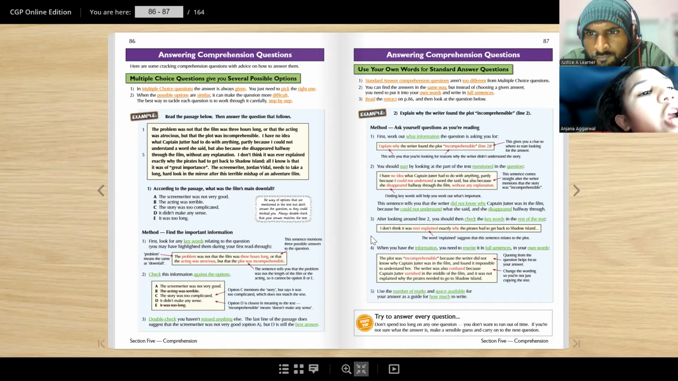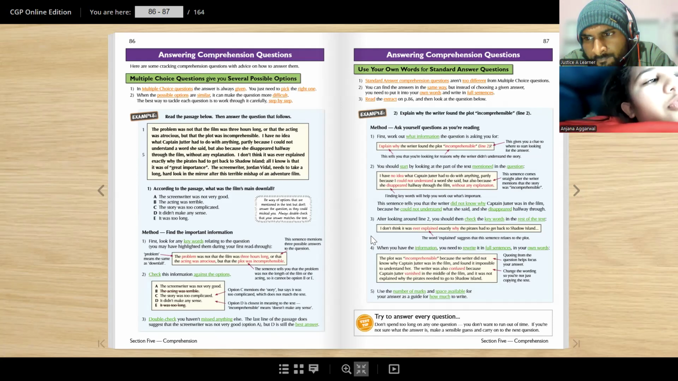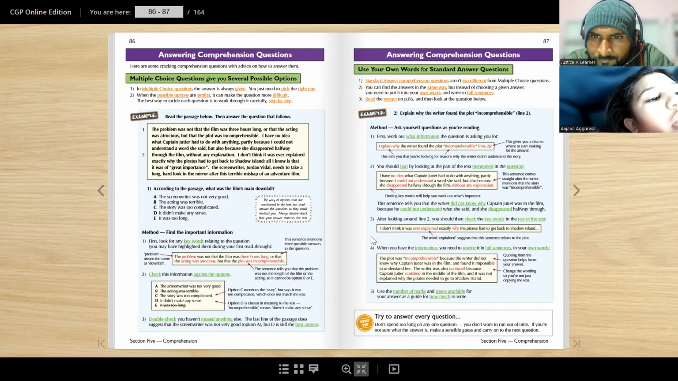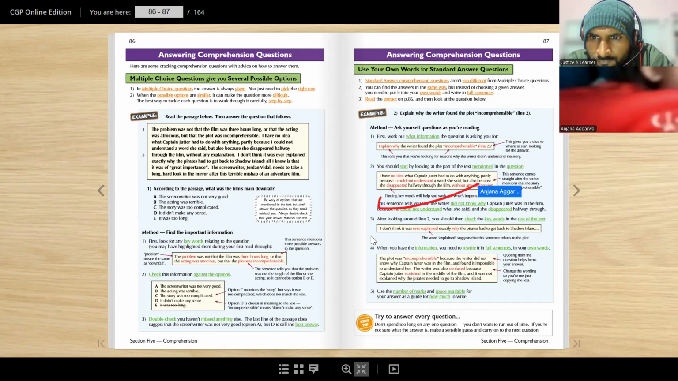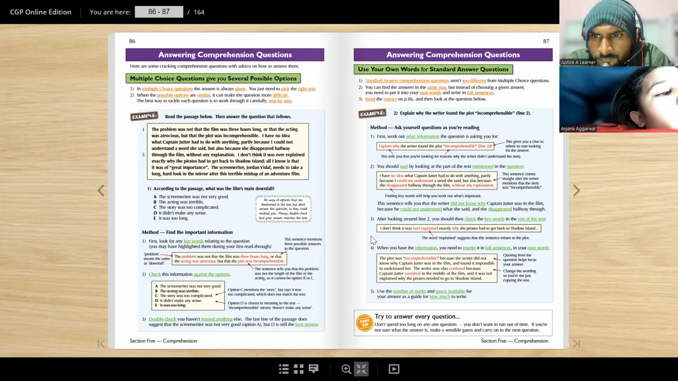This sentence comes straight after the writer mentioned that the story was incomprehensible. Do you understand the meaning of incomprehensible? Yeah. What is that? So comprehensible means to understand something, and incomprehensible means not to understand something. Okay. Finding keywords will help you work out what's important. This sentence tells you that the writer did not know why Captain Twitter was in the film because he could not understand what she said, and she disappeared halfway through the film.